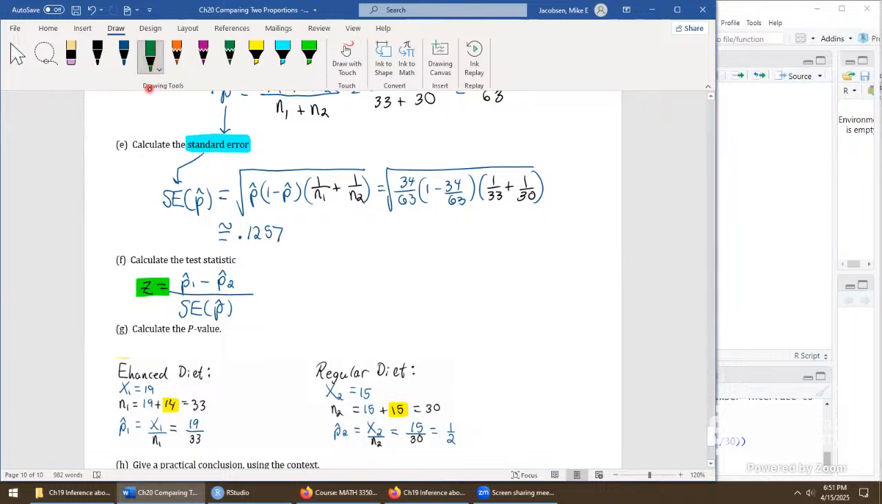So this will then turn into, let's see, p hat 1, we're going back to the original data. So 19 over 33. Subtract from that p hat 2, let's use the simplified form, 1/2. And then finally, down in the denominator, we just throw in the approximate standard deviation, 0.1257.